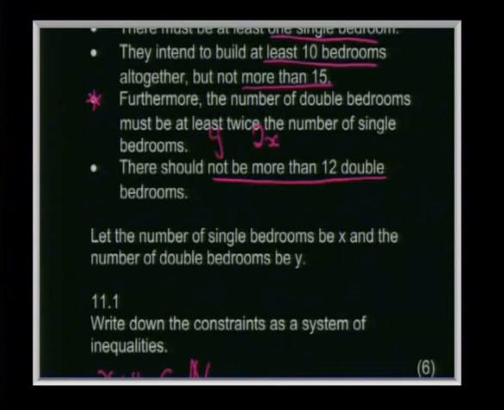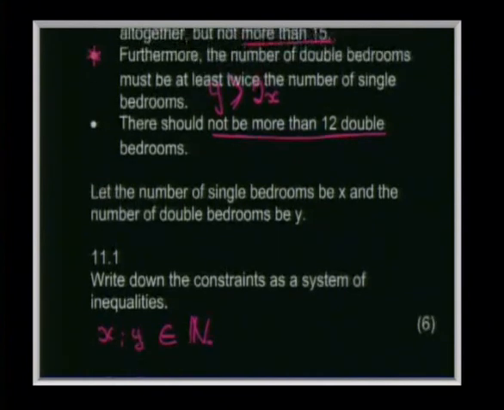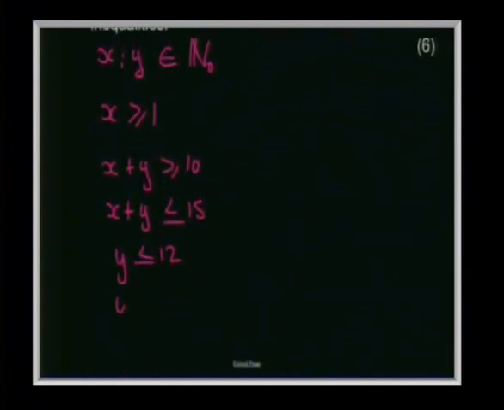2x and we have a y. The number of double bedrooms must be at least twice the number of single bedrooms. So it must be at least twice. Can be bigger, but it must be at least. So bigger than or equal to 2x. So y bigger than or equal to 2x. Now there we go. There are all our constraints.